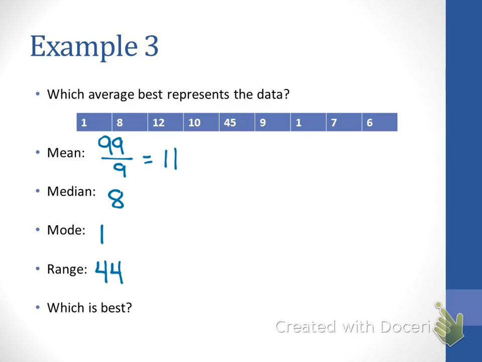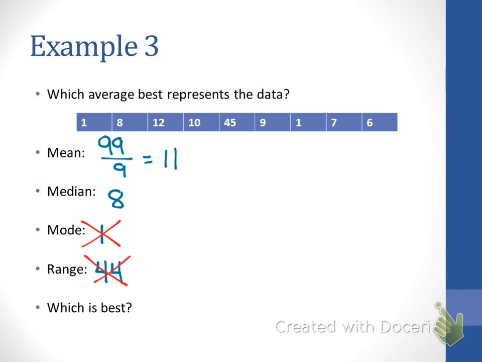Do you think that 1 is a good representation of the numbers in that data set? No, because, okay, there's only 2 1s, and then all the other numbers are way higher, right? Okay, so that one's not it. What about 44? That's kind of the same problem, right? There's only 1 number that's up in that range. The rest of them are way lower. So 44 is definitely not the best representation.